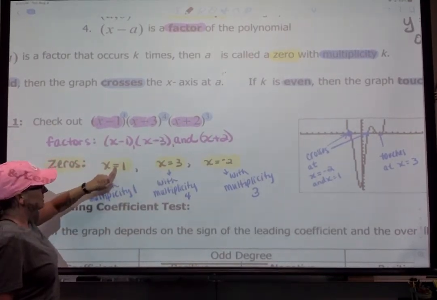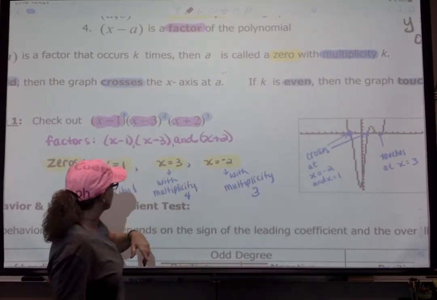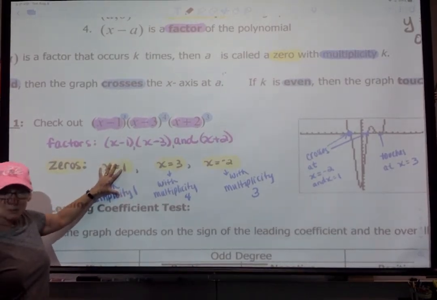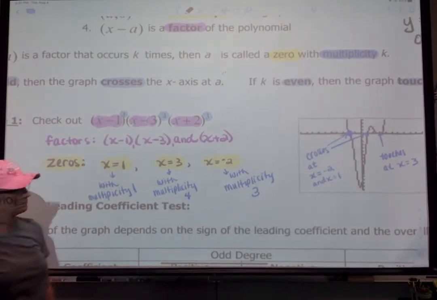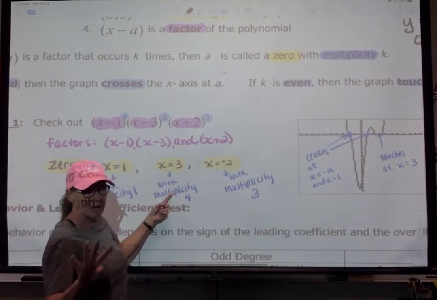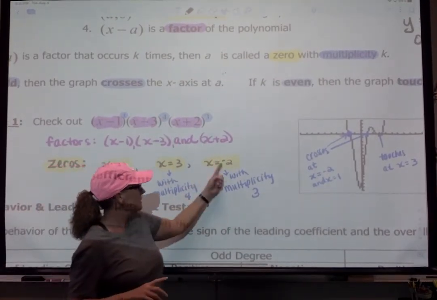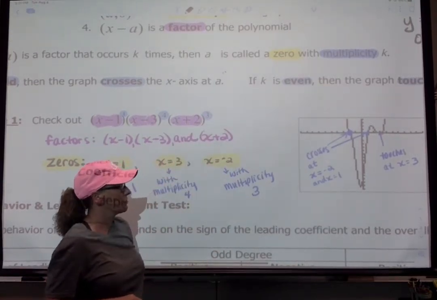This factor produces this as a solution, this as a solution, this as a solution. And this zero has a multiplicity of 1. You know how I know that? Because the factor only occurred once. This zero has a multiplicity of 4. You know how I know that? The factor occurred 4 times. This zero has a multiplicity of 3 because the factor occurred 3 times.